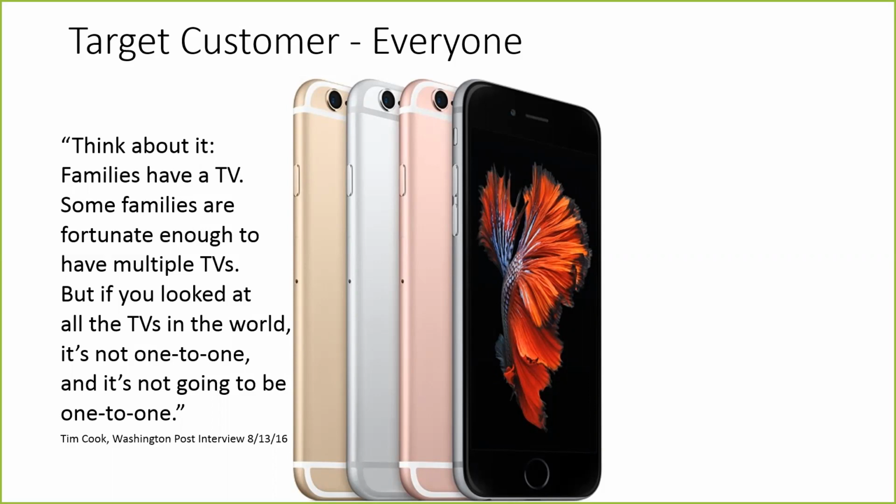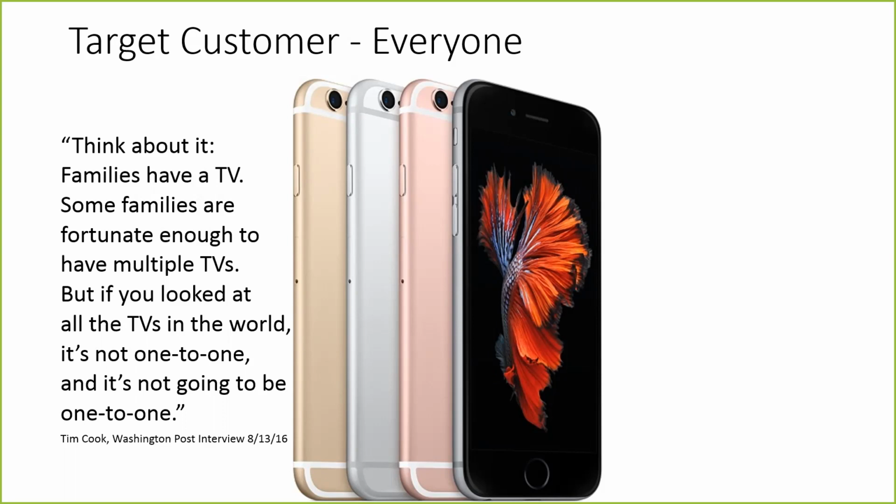So basically what he's saying is a couple with 2 kids might have 2 TVs. But the goal of Apple is that they want that family to have 4 iPhones, 4 iPads, and so forth. And that's where he sees the growth in the marketplace. And that's their assessment of it.